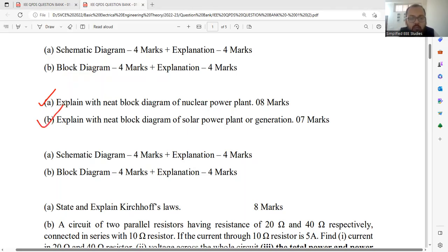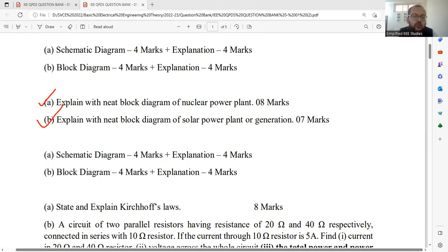Explain the neat block diagram of solar power plant or solar generation. Initially, you have to give a brief write-up about solar energy. What is solar energy conversion? Solar energy will be converted into either heat energy or electrical energy. You can explain either the solar thermal system or solar photovoltaic. If it is solar photovoltaic, solar energy is converted into electrical energy. If it is a solar thermal system, solar energy will be converted into heat energy.